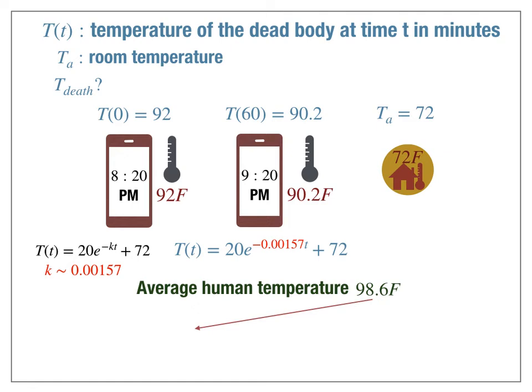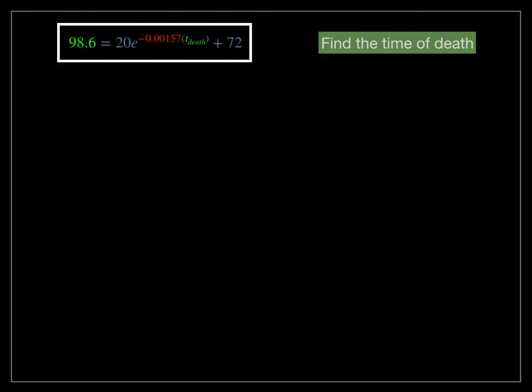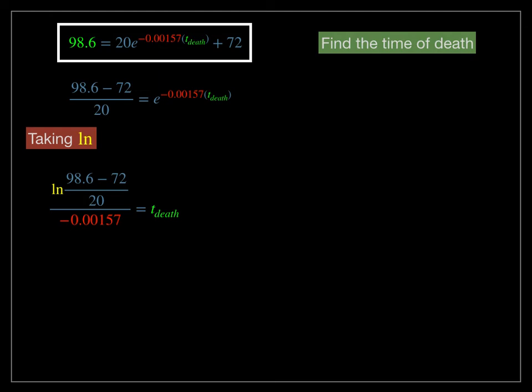Plugging in 98.6 for the temperature, we have an equation in terms of T-death, which is the time of death, the unknown variable in this equation. So we can solve for the time of death using this equation. Alex uses some algebra skills, taking the natural log of both sides, to find that the time of death, T-death, is about negative 181.64 minutes.